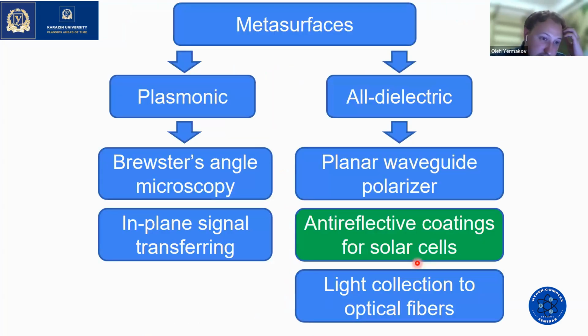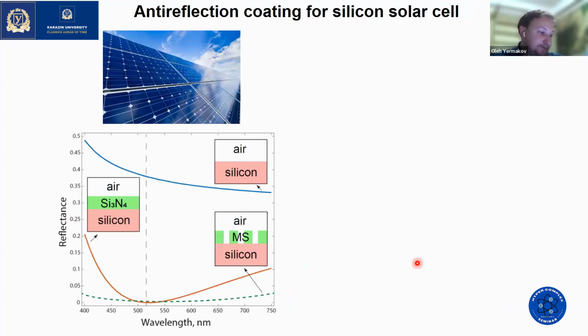The next application is devoted to the anti-reflection coatings for solar cells, especially for the silicon solar cells. Why for the silicon? Because while we fight for each percent of efficiency for solar cells, indeed we lose about a half of energy due to the reflection at the interface between air and silicon. And this is, of course, the problem. And the typical way to fight it is to use anti-reflection coating that suppresses the reflection.